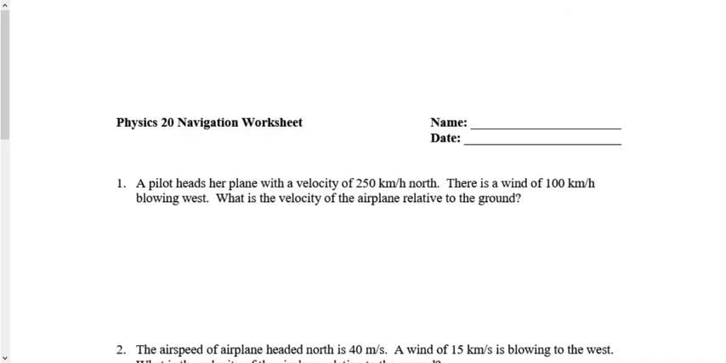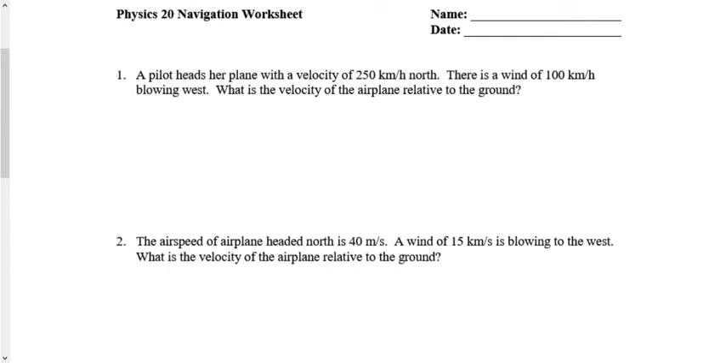I want to take a look at maybe one of these questions to see how it's going, okay? I didn't assign it as homework, but I think most people got through question number 1 at least. It says a pilot heads her plane with a velocity of 250 kilometers per hour to the north. There's a wind of 100 kilometers per hour blowing west. What's the velocity of the airplane relative to the ground? She heads in a certain direction. That would be what, solid or dotted? Does that contribute to where she goes, or is that where she goes?